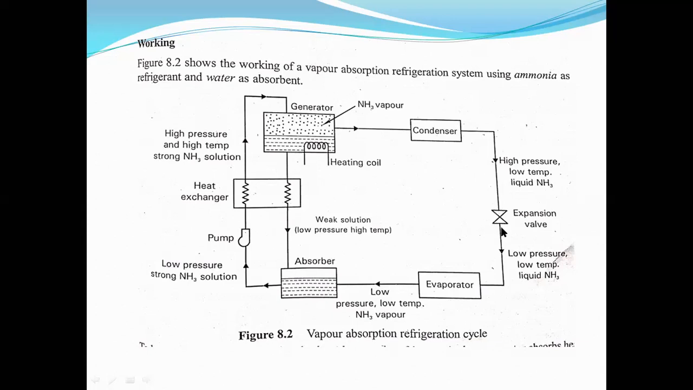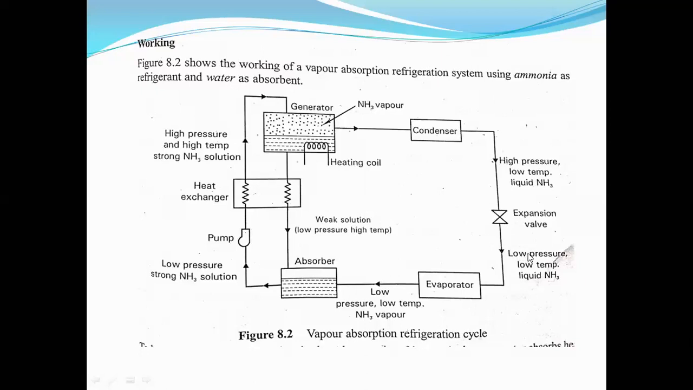When it enters into the expansion valve, the pressure becomes less, so it decreases from high pressure to low pressure. And you remember, there is no change in temperature. That is low temperature only. So the condition of ammonia after passing through the expansion valve is low pressure and low temperature liquid ammonia. So this ends one cycle of operation. For the next cycle of operation, same.